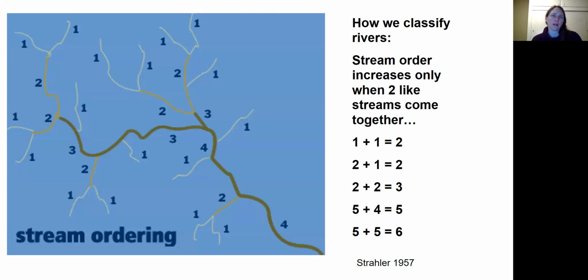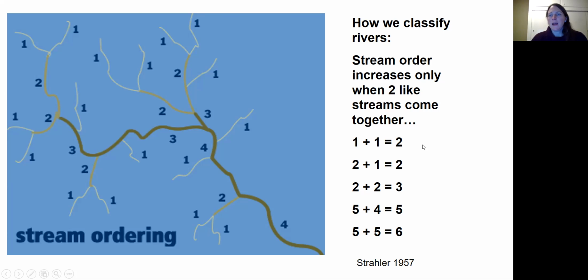So here's a stream ordering diagram. You might want to spend some time looking at this so that you understand how it works. You can see lots of places where ones and ones come together to make a 2. And then you can see places where 2s and 2s come together to make a 3. And then again, you have a 3 here, but another 2 coming in doesn't bump the 3 up to a 4. Another 1 coming in won't bump that into a 4. You only get a 4 when you have two 3s coming together. And then downstream of two third order streams, you get a 4.